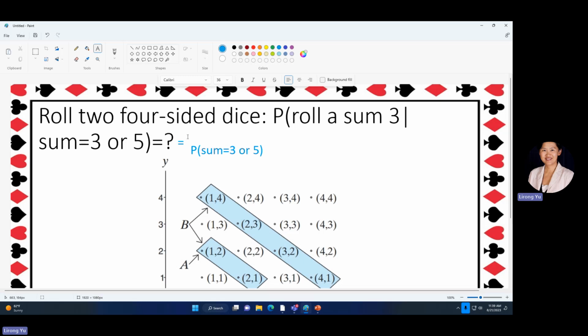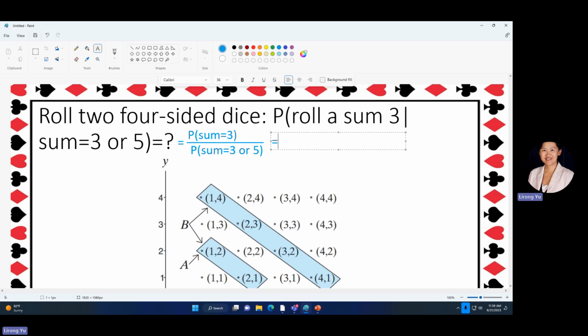Now the numerator will be rolling a sum that equals 3. So the numerator will be the probability of the sum equal to 3. It cannot be 5, because we want the sum to be 3. So the denominator is the probability of B and the numerator is the probability of A and B, and it is smaller than B. That's what we intend to calculate. Then we can start realizing how many outcomes are in 3 or 5. This is all the total being 3.